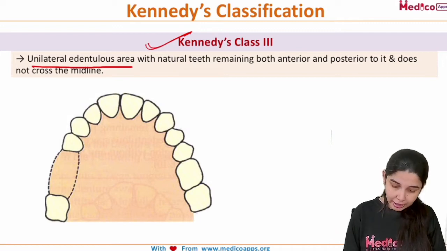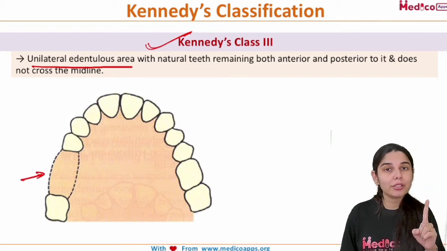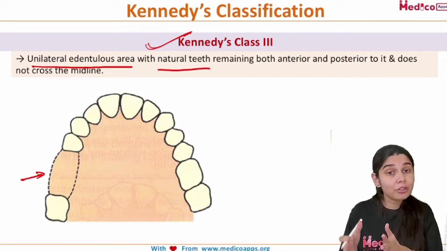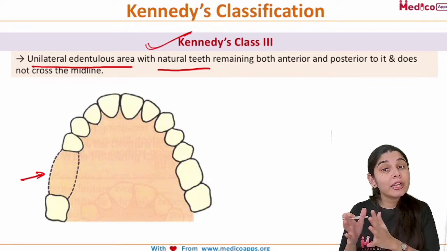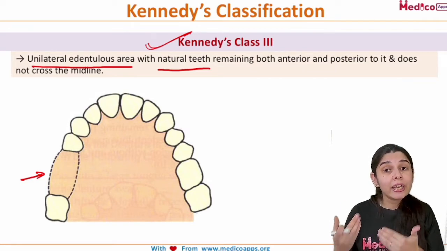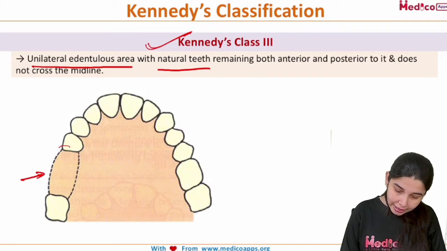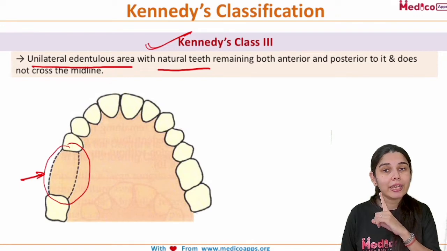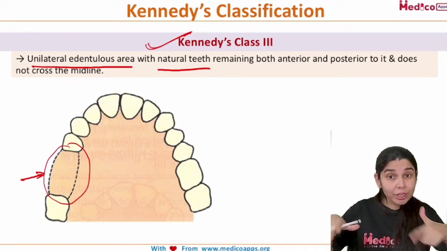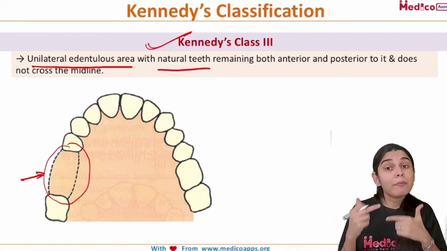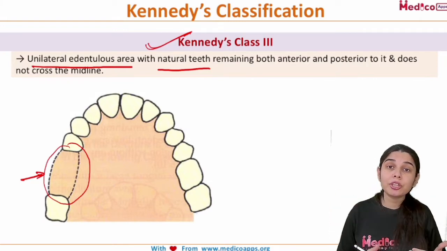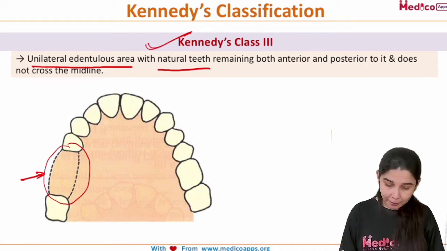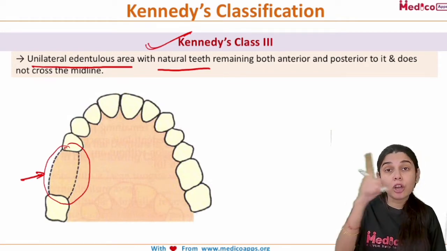You have understood that there is only a one-sided edentulous area where the teeth are not present, with the natural teeth remaining both anterior and posterior to it. That means the edentulous area is present only on the right side or only on the left side, surrounded by natural teeth on both the anterior side and the posterior side, and this edentulous area does not cross the midline.